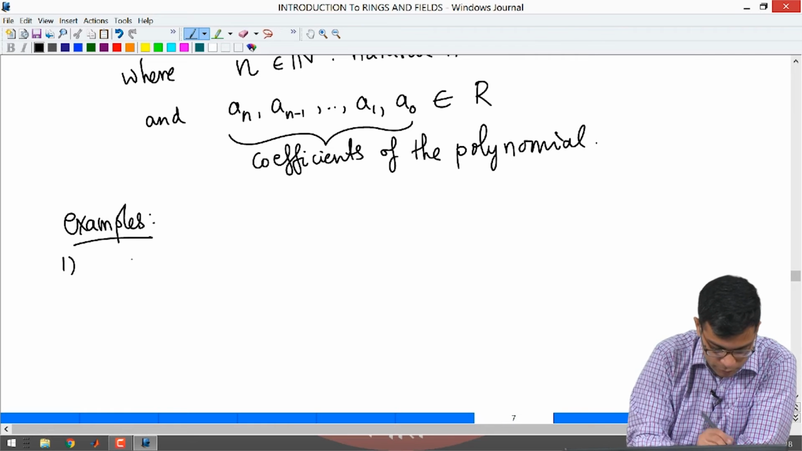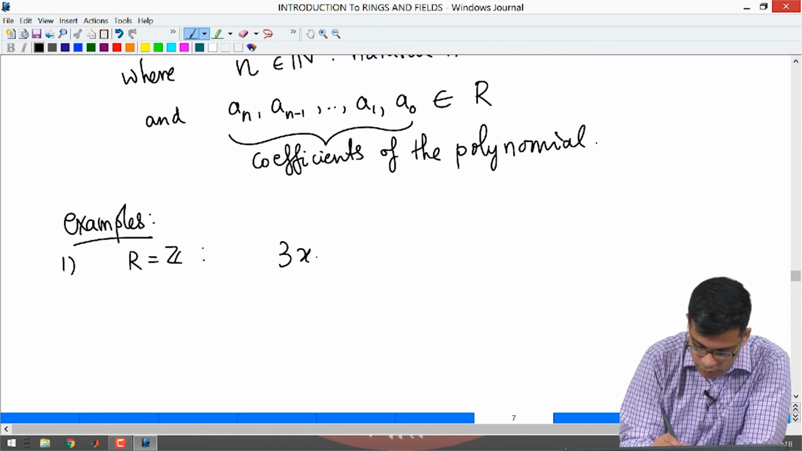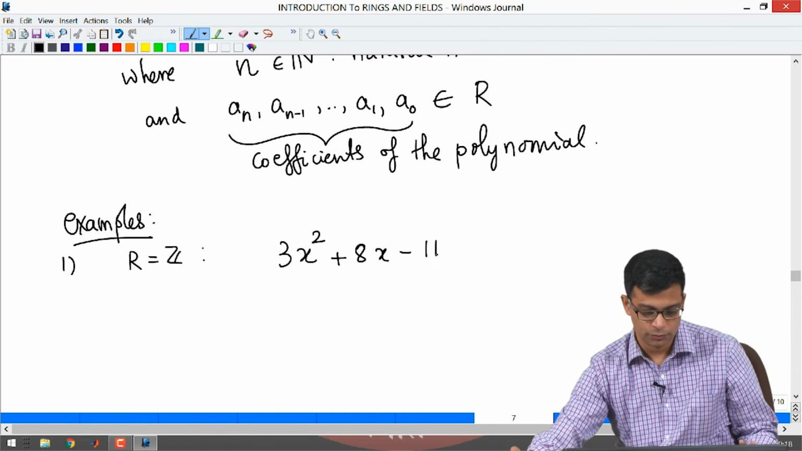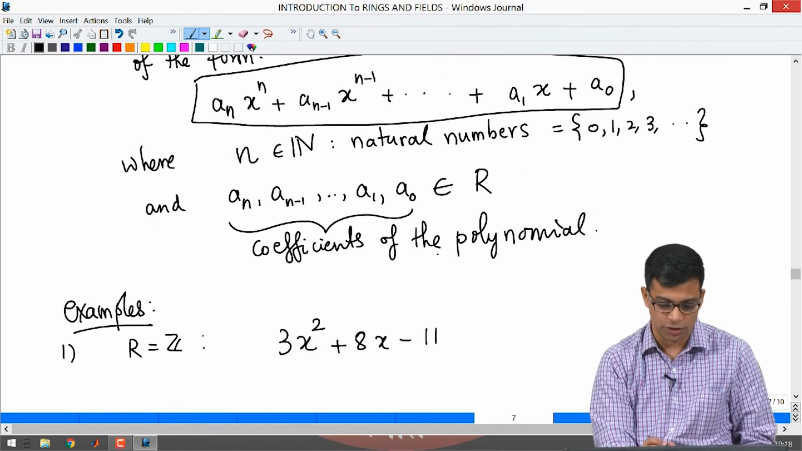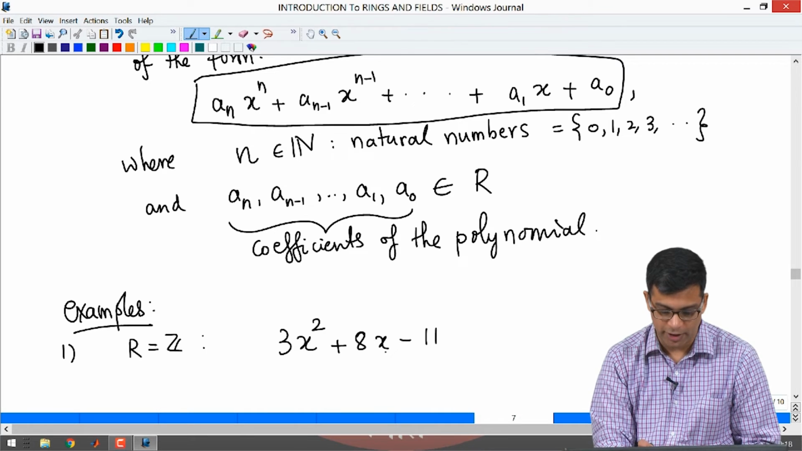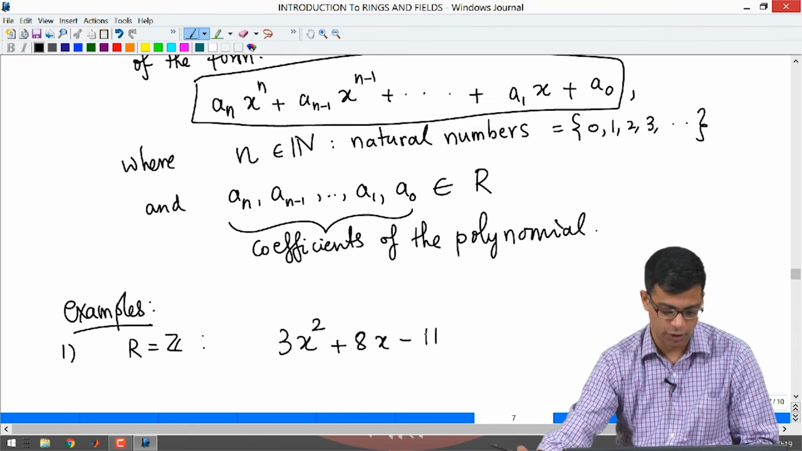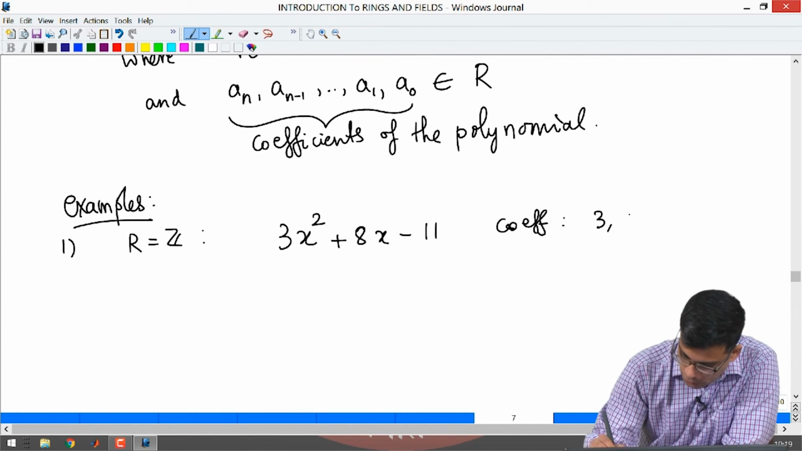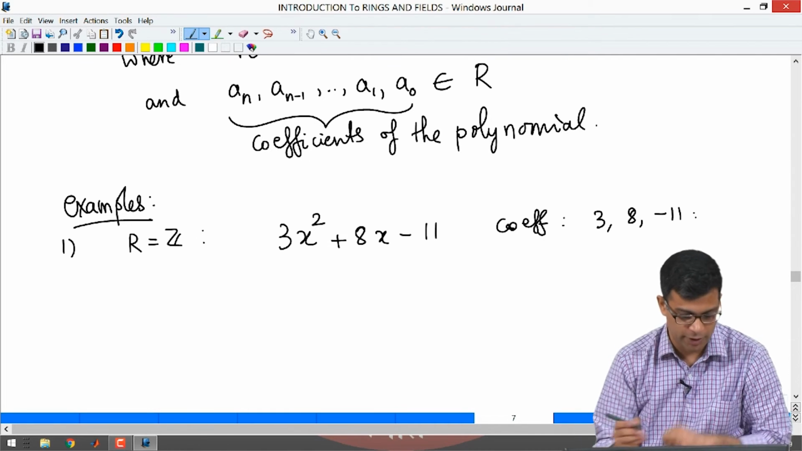So, take R equals Z. One polynomial would be 3x squared plus 8x minus 11, so it is exactly like in that box. I am taking n to be 2 here: x squared, x power 1, and then x power 0. 3, 8 and minus 11 are the coefficients, and they are integers. So, that is why Z is playing a role here.